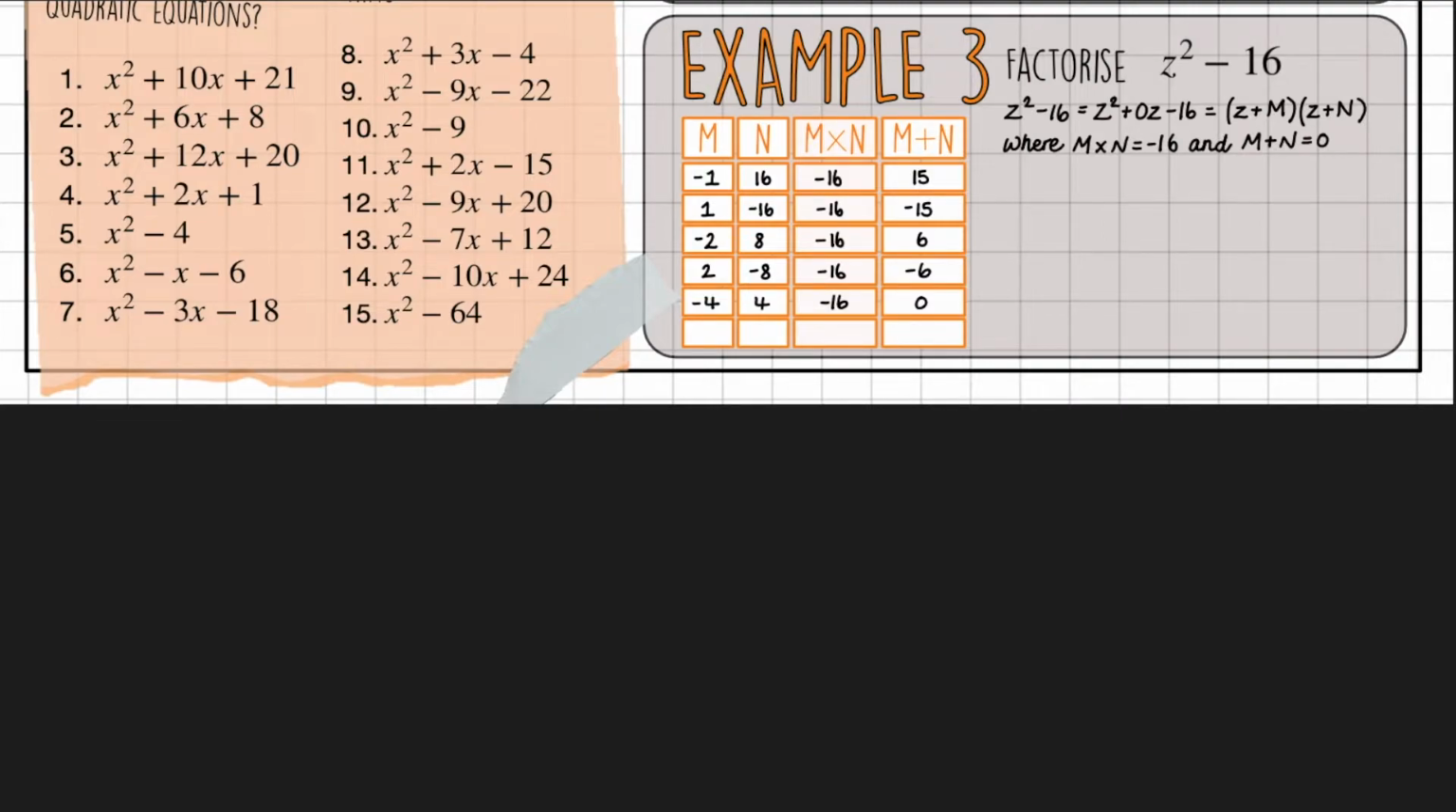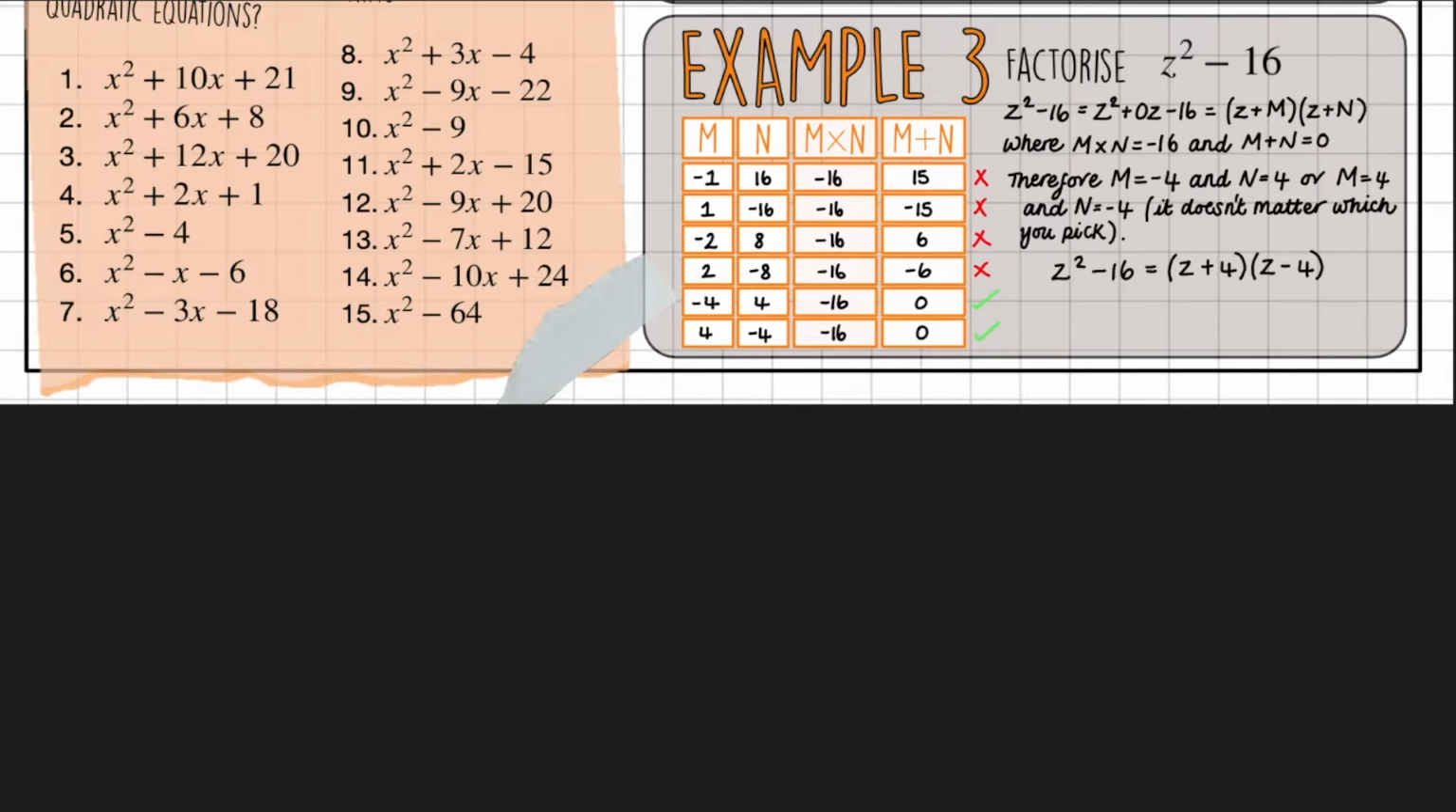Next scenario, minus 4 and 4. This satisfies our multiplication rule and our addition rule, so this scenario works. We could also have 4 and minus 4, which also satisfies both rules. You can choose which one you'd prefer. It doesn't matter. Therefore, m is minus 4 and n is 4, or you could have m as 4 and n as minus 4. So our quadratic becomes bracketed z plus 4 times bracketed z minus 4.